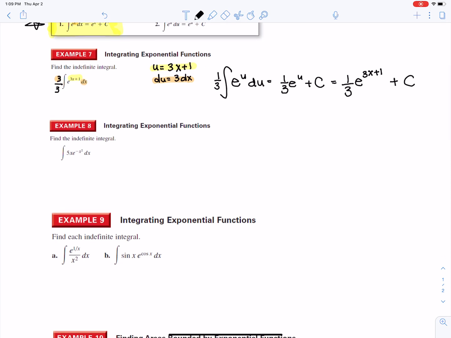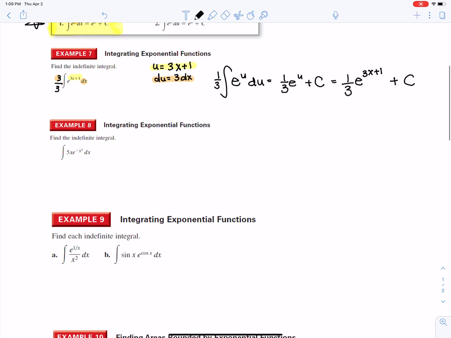Okay, same idea here. My inner part of the function is kind of like the exponent. The derivative of the exponent, or the something, is minus 2x. There's a 5x there. So what I'm going to do is introduce a minus 2 and a minus 2. And then I'm going to do integration by substitution. So u is equal to minus x squared.